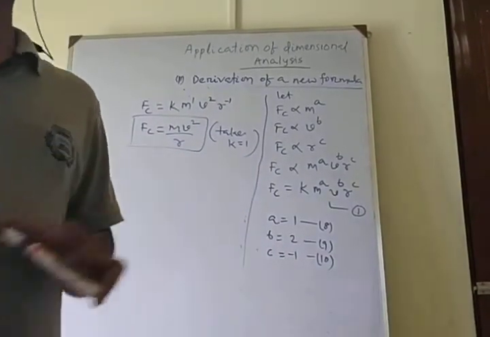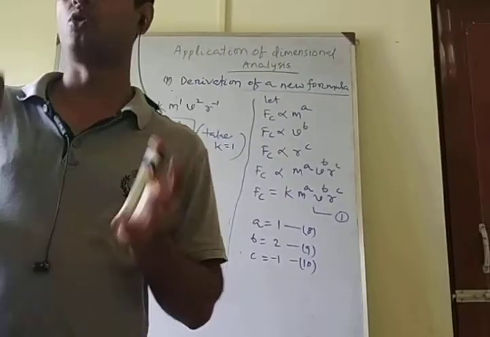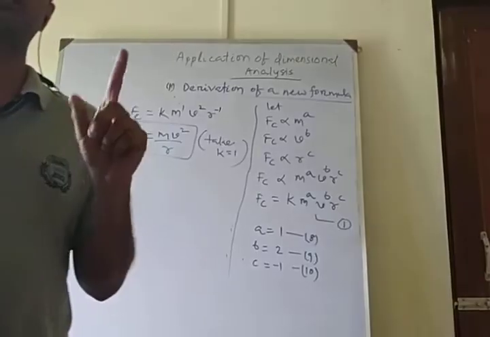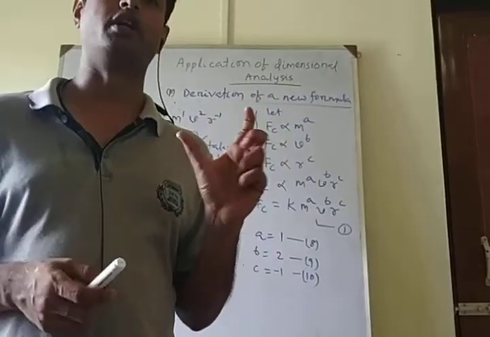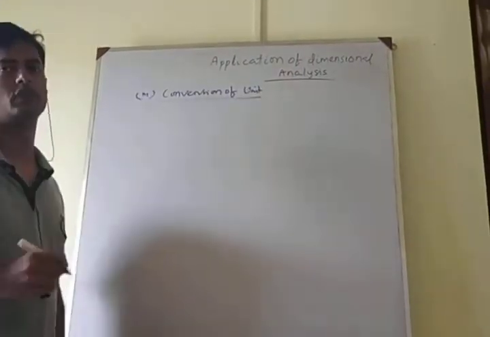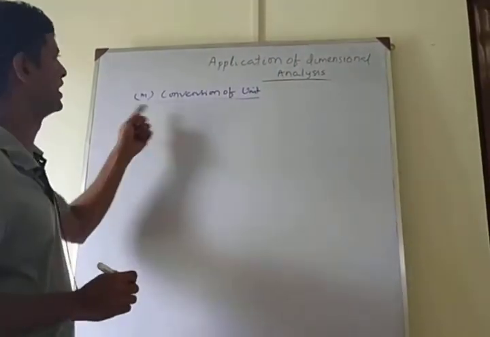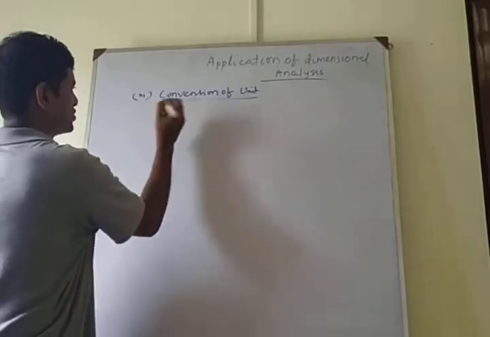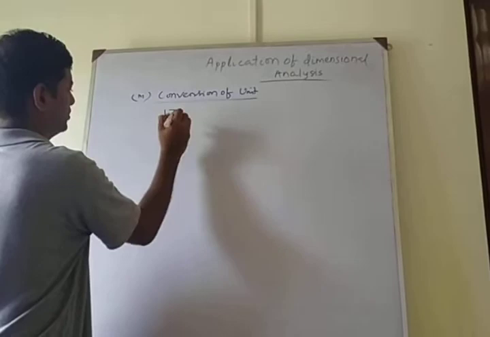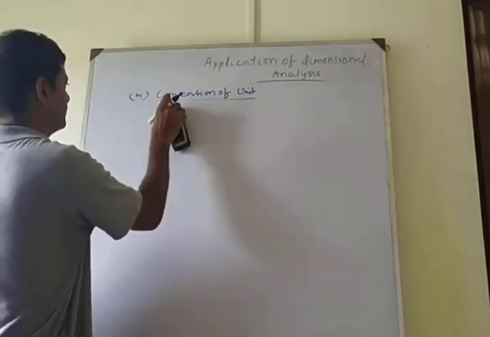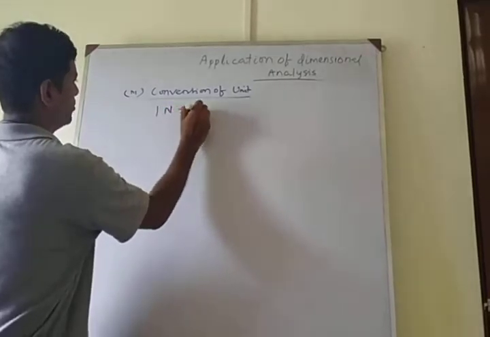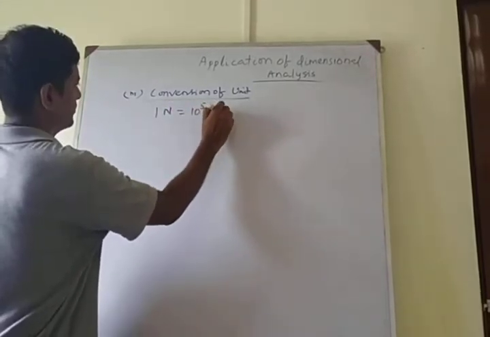So even if you do not know whether it is square or root over, but if you know a bit, that is what are the physical quantities present in a particular derived quantity, then you can always derive a new formula. So now I will discuss the third application, that is conversion of unit between different systems. That is, I want to prove 1 Newton equal to 10 to the power 5 dyne.